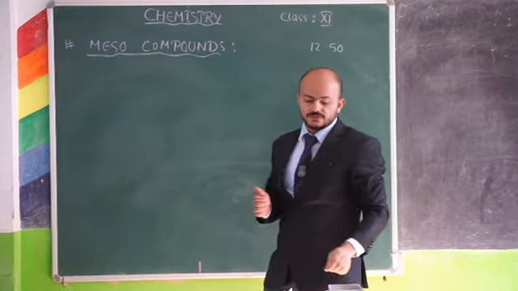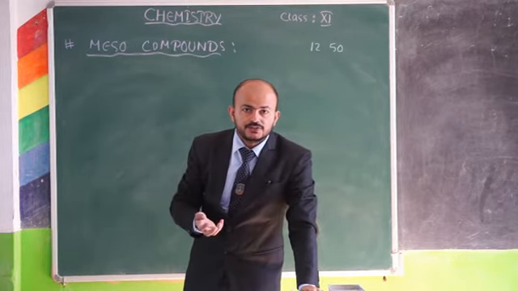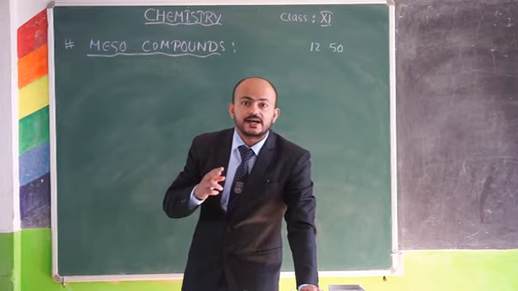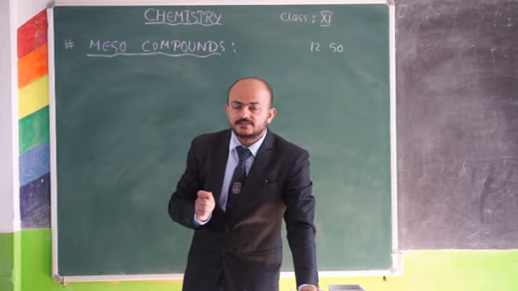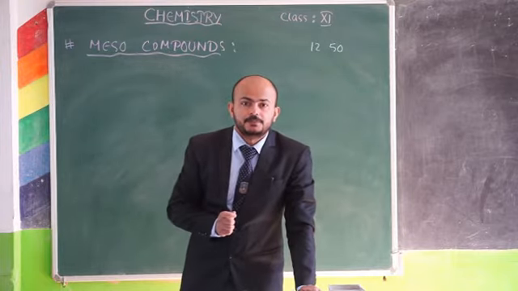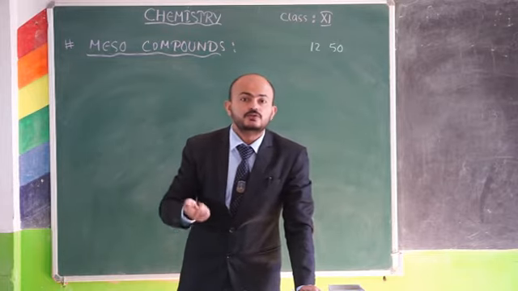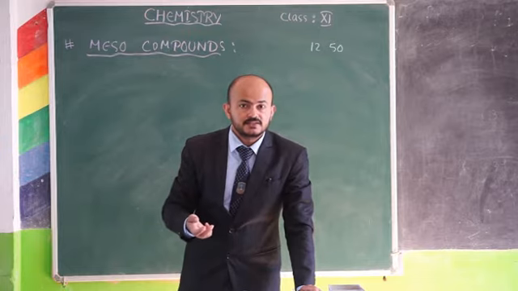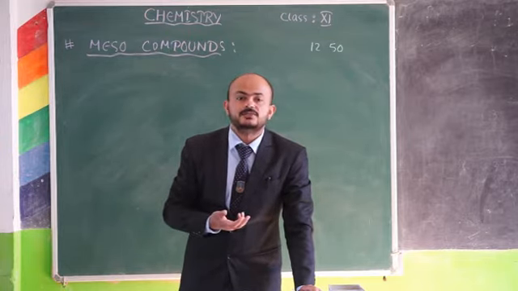So meso compounds are those compounds that, even though they contain chiral carbons or chiral centers, are optically inactive. Please remember, even though they contain chiral centers, they might contain more than 1 or 2 chiral centers. Even then, after having chiral centers, they are optically inactive.